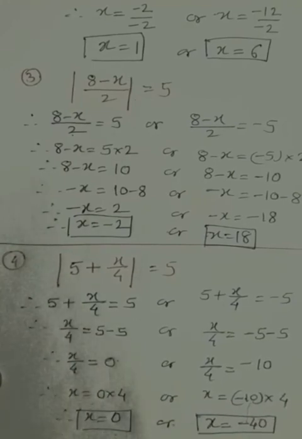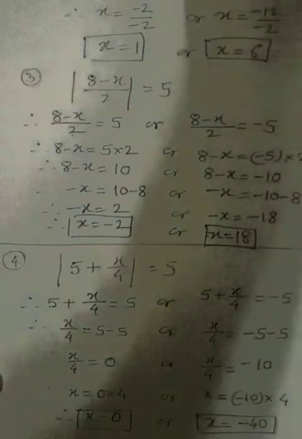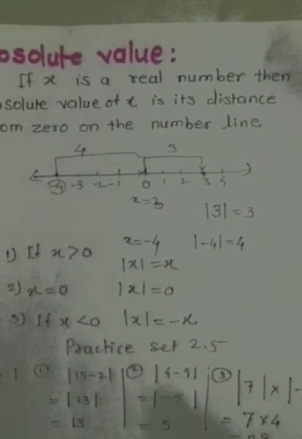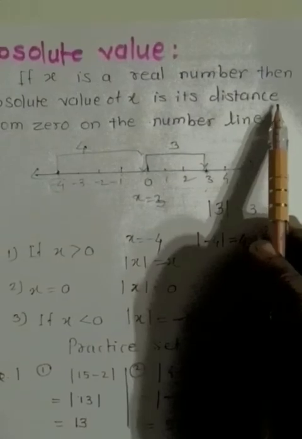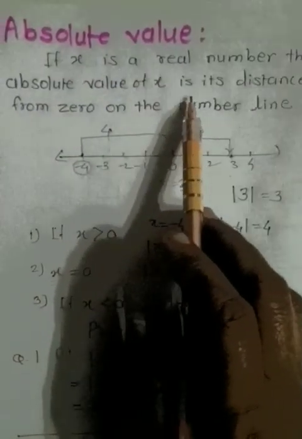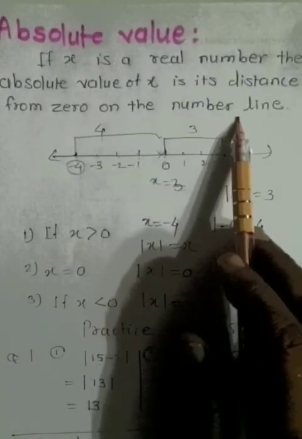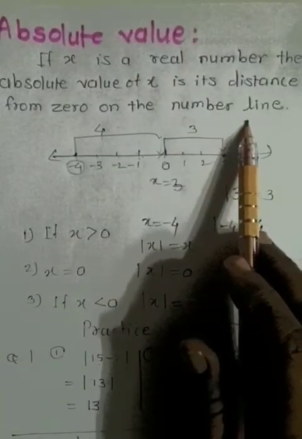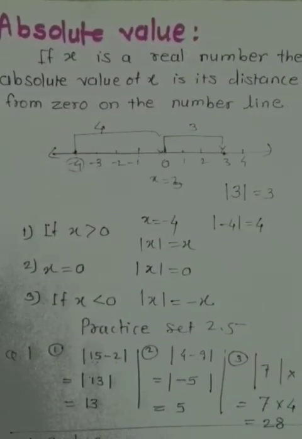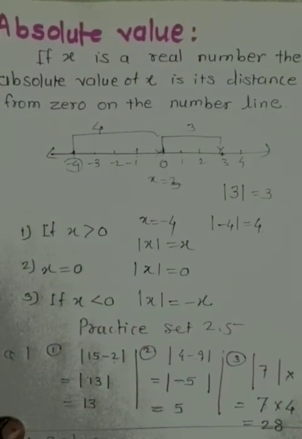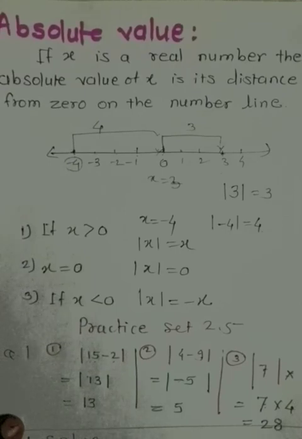And in this way we solve the examples of absolute value. At last again I repeat the definition of absolute value. If x is a real number, then the absolute value of x is its distance from 0 on the number line. In short, the number without sign, means though the real number is negative, its absolute value is simply positive because the distance is always positive.